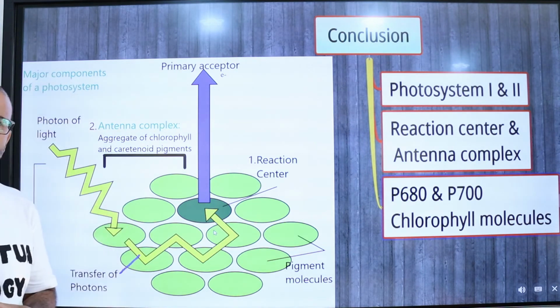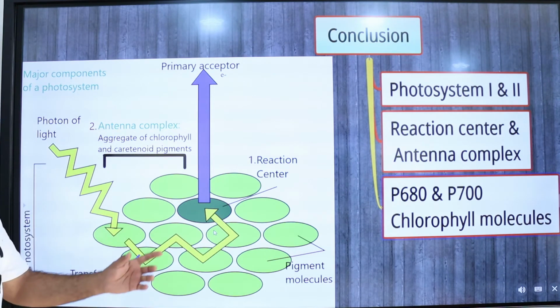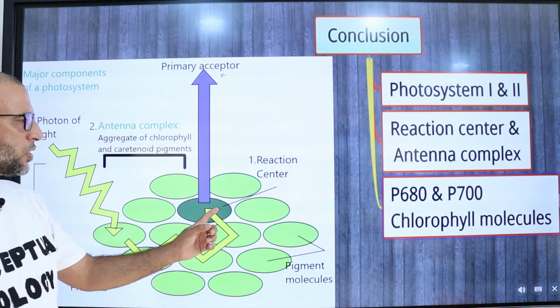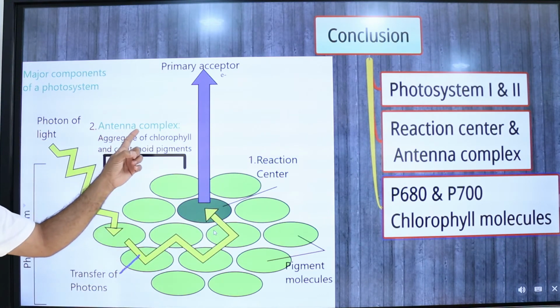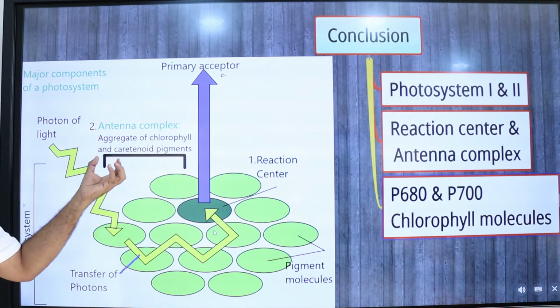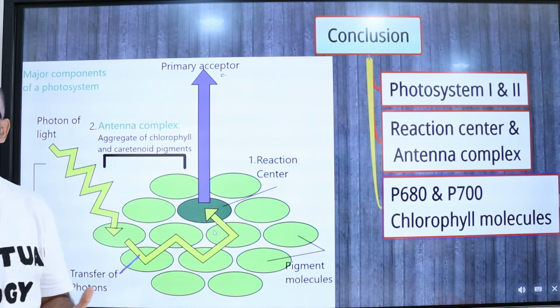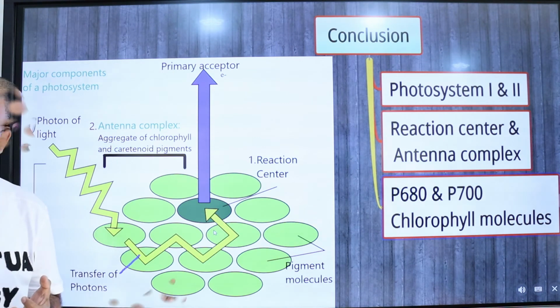Each photosystem consists of two closely associated components. Number 1 is reaction center and number 2 is antenna complex. Antenna complex is an aggregate of chlorophyll and carotenoid pigments and reaction center has chlorophyll A molecules.